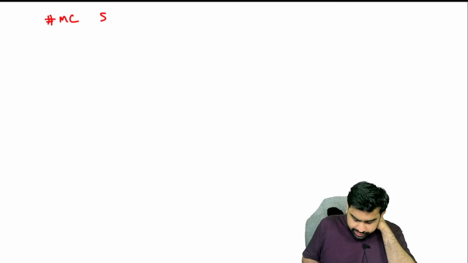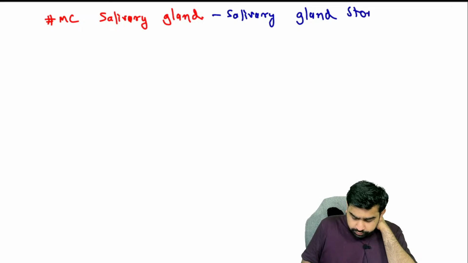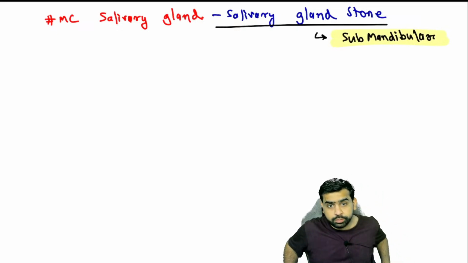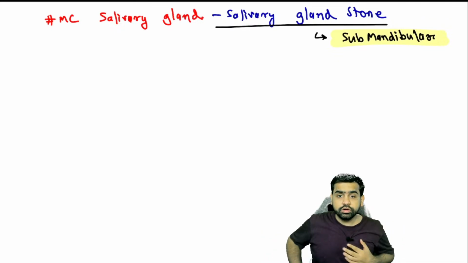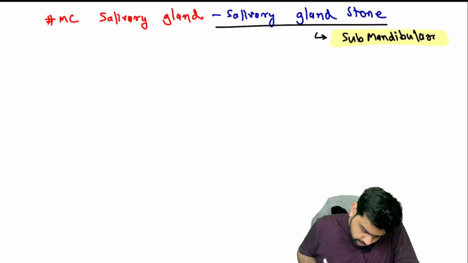If I ask you, which is the most common salivary gland where the salivary gland stones occur? It is the submandibular. The submandibular salivary gland is the most common salivary gland where salivary gland stones occur. Do you understand my point? Now why is this so? Can anybody tell me the reason why this is so? So please try to understand.